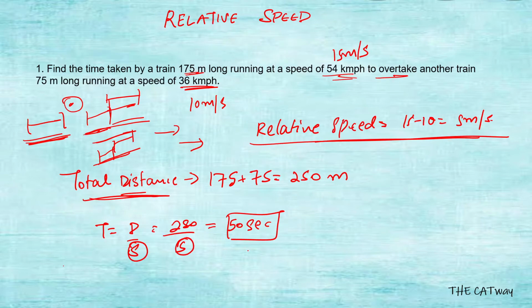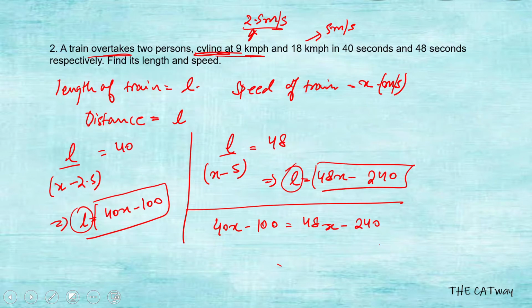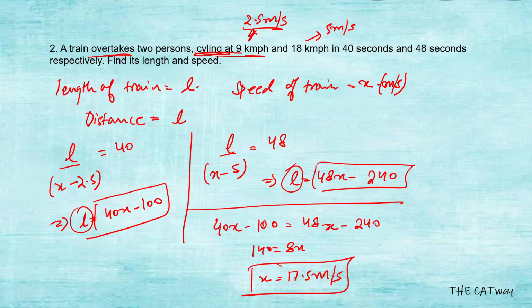So what do we get? We get 140 is equal to 8x, and the value of x is equal to 17.5 meter per second. To convert 17.5 meter per second into kilometer per hour, multiply by 18 by 5, and what you will get is 63 kmph. So the speed of the train is 63 kmph.